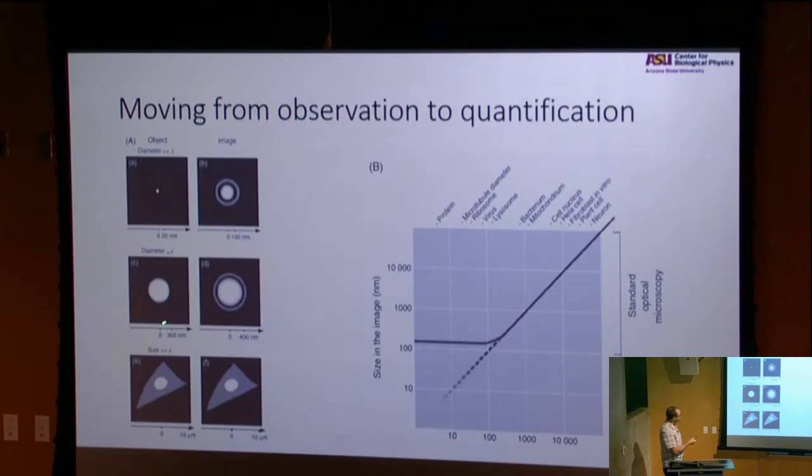If we have objects that are about the wavelength of light, they're going to appear as a slightly blurred Airy disk. If we have some continuous object, then we can see most of it. And so this is another realization of that transfer function.